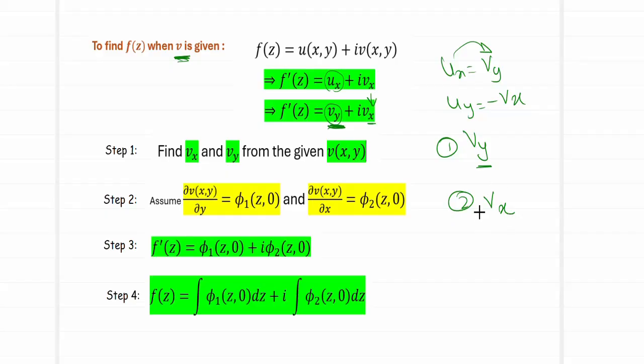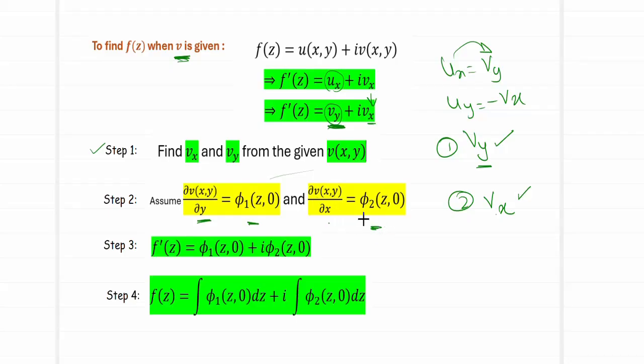Normally, we have the tendency to first differentiate with respect to x and then with respect to y. But when it is coming for given value of v, we do it in the opposite way round. So the first derivative is computed with respect to y and the second derivative is computed with respect to x. So I compute the partial derivative in my step 1. In my step 2, I assume v with respect to y, that is my first quantity which I have computed as phi 1, and v with respect to x, the second thing which we have computed as your phi 2.